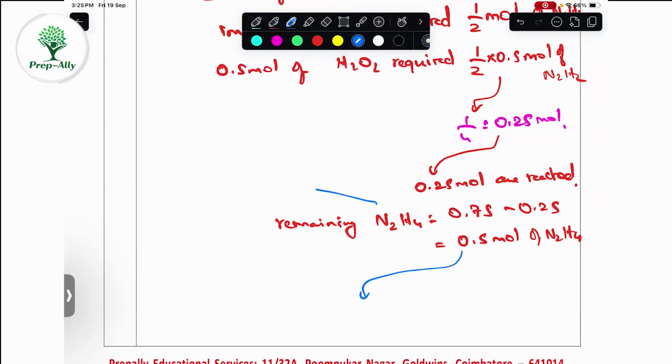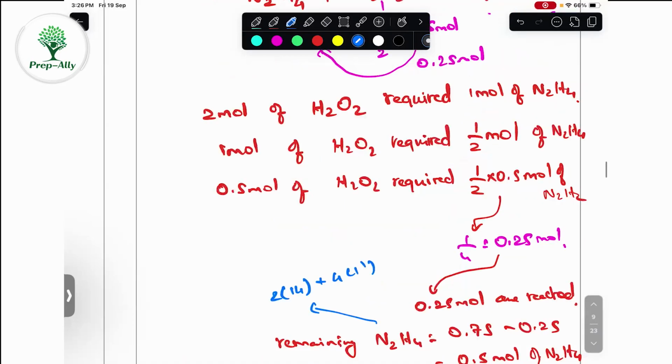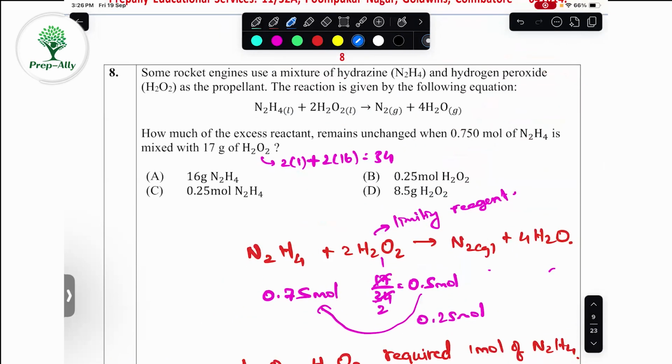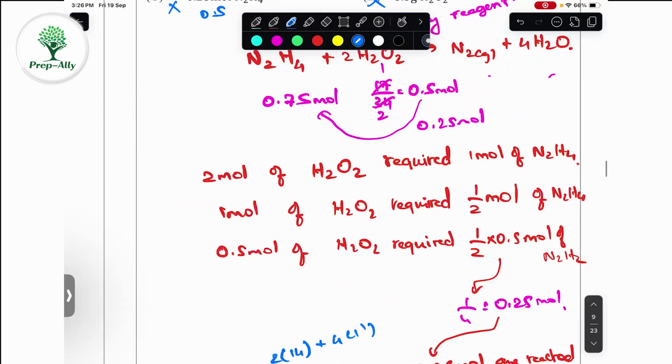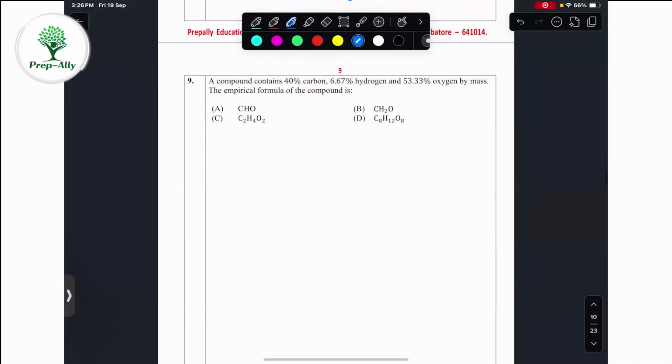So what is the molar mass of N2H4? 2 nitrogen, 2 into 14 plus 4 hydrogen. So 28 plus 4, 32, right? So 32 gram per mole. So 1 mole is going to be 32 gram, then 0.5 mole is going to be 16 gram. So answer is going to be 16 gram of N2H4. This is not 0.5 mole, not this, no remaining.